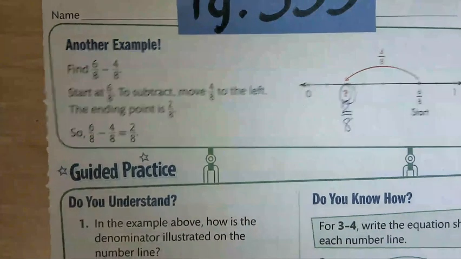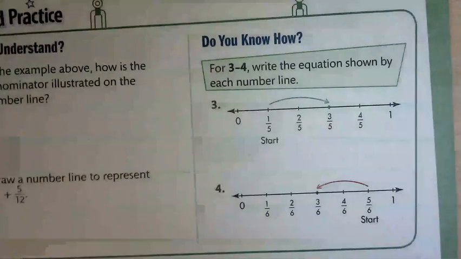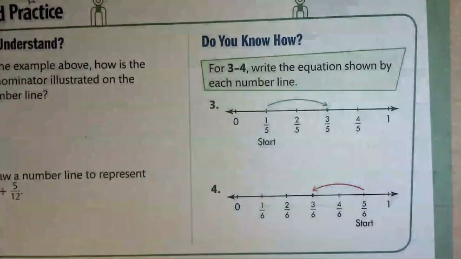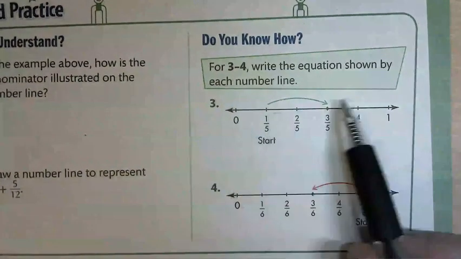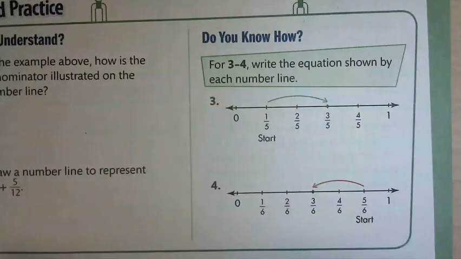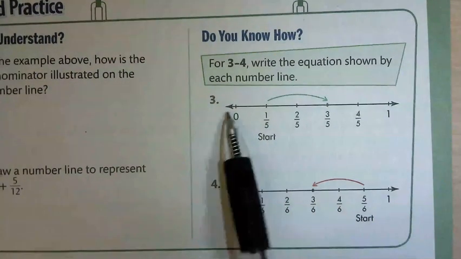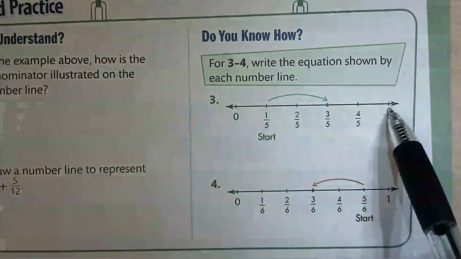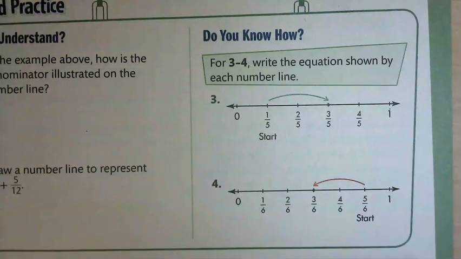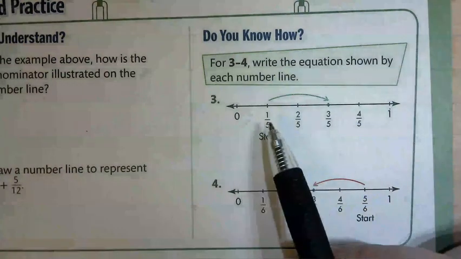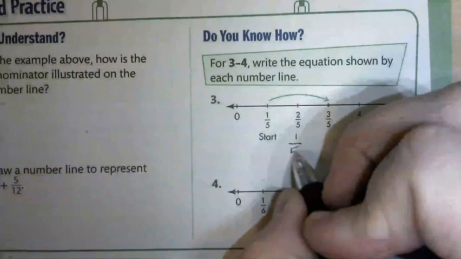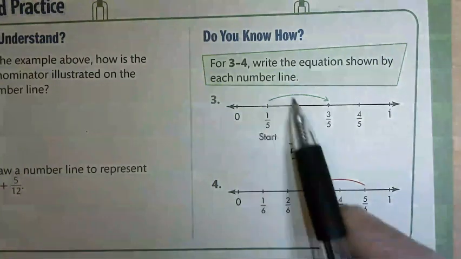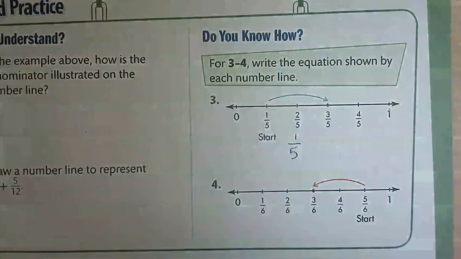All right. Well, let's go ahead and come down here to number 3, because number 3 is a little bit different. They want us to write an equation that's going to be shown by our number line here. And just like we had before, it starts at 0 and it goes all the way up to 1. So if I've got that, then I can say, all right, where am I starting? Well, I'm starting right here at 1/5. So write that down with me. So we start with 1/5, and I can see that we're moving to the right and it's getting bigger.